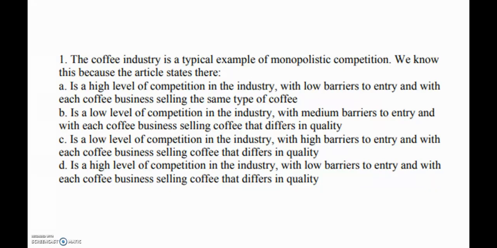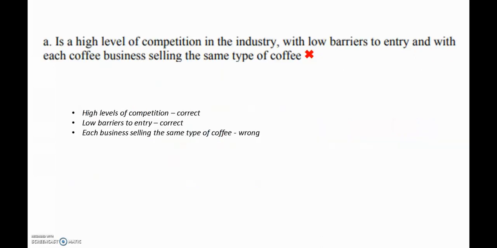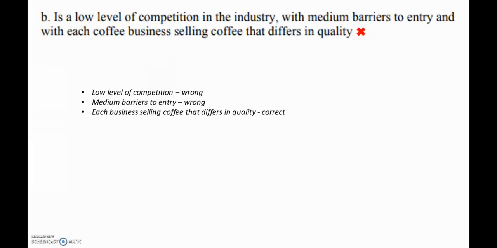The question asks: the coffee industry is a typical example of monopolistic competition. We know this because the article states there, A, is a high level of competition in the industry with low barriers to entry and with each coffee business selling the same type of coffee. This answer is wrong. While high levels of competition and low barriers to entry are characteristic of monopolistic competition, each business selling the same type of coffee is uncharacteristic of monopolistic competition. This answer actually describes a perfectly competitive market.